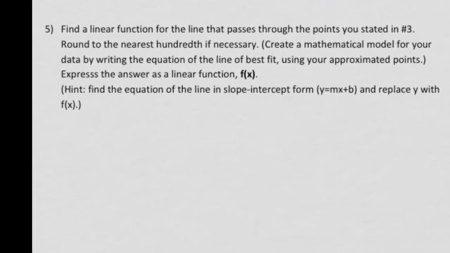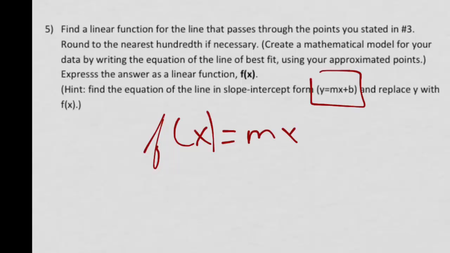Find the linear function that passes through the 2 points that you stated. Now this is going to be some sort of line in this y equals mx plus b format, except that you're not going to use y equals mx plus b. You're going to use f of x equals mx plus b, where you're going to replace this m right here with a number. You're going to use the number that you found for number 4, and you're going to replace b with a number. Now, in order to find that b, you have a couple of different options.